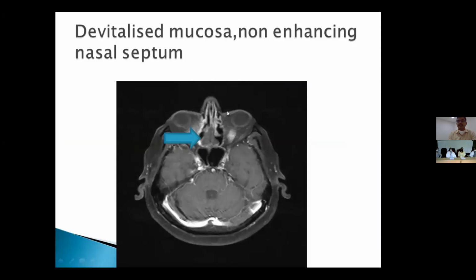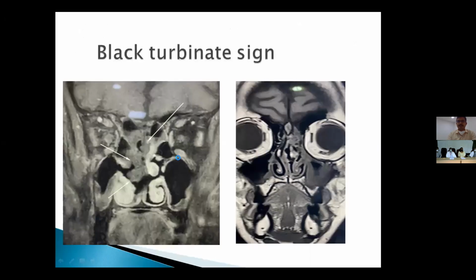So this is another case which shows a non-enhancing nasal septum along with devitalized mucosa. Here it doesn't spread to either sphenoid sinus, both orbits, or intracranially. So these are very early findings.